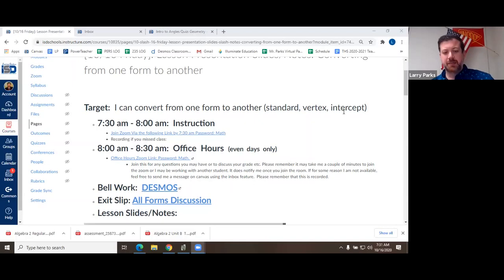Now, last class period, we talked about how to go from standard form to vertex form. So we're going to interchange between all three forms, and we're going to show why each form is useful and why some forms have more benefits than the other. So each one tells us different information.